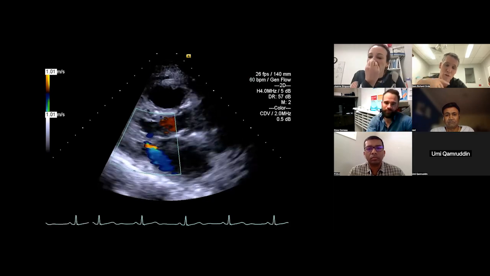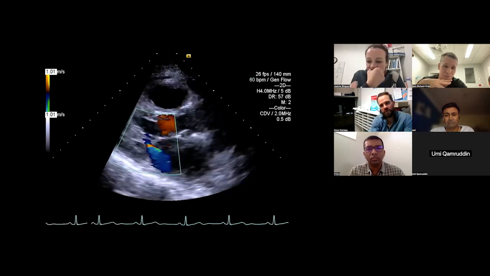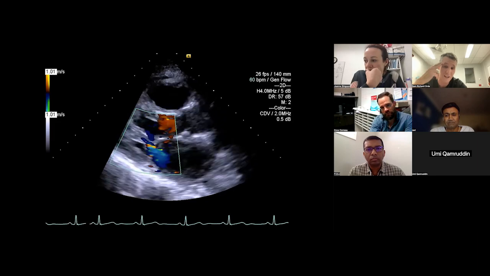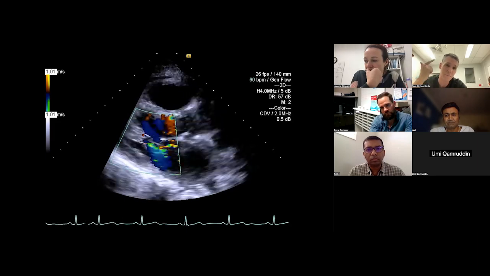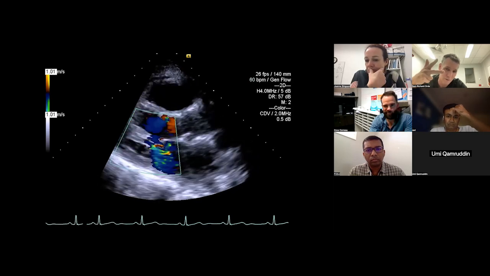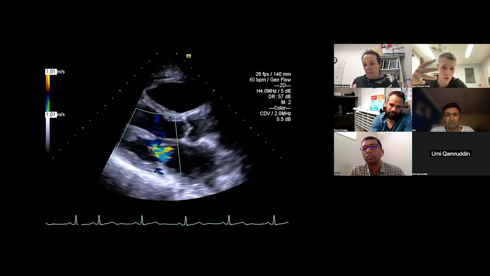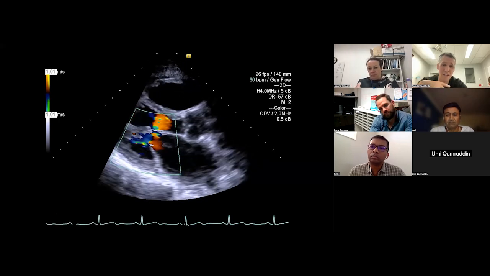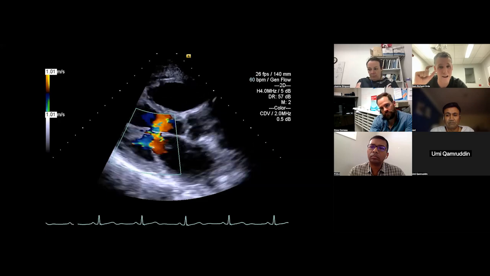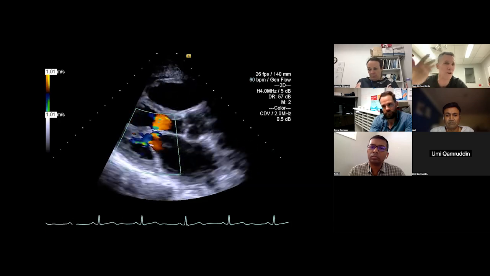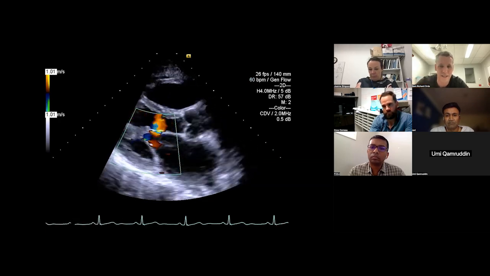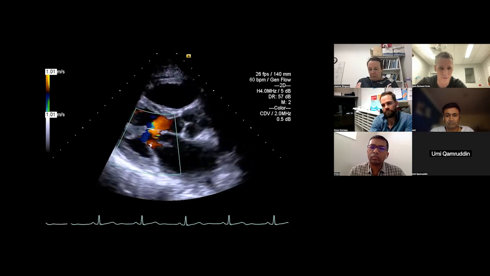So what other views would you like to assess this valve? And then I want you to think 2D features, color Doppler features, continuous wave Doppler features, pulse wave Doppler features. And as you tell them, give a brief caveat about why they might be inaccurate in a critically ill patient.